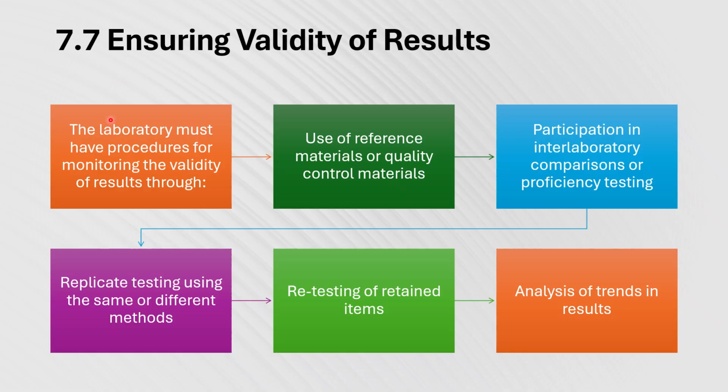Clause 7.7 talks about ensuring validity of results. Now, the laboratory must have procedures for monitoring the validity of results through using reference materials or quality control materials, participation in ILC and PT, replicate testing using the same or different methods, retesting of retained items, and analysis of trends in results. When this monitoring indicates results may be outside acceptance criteria, planned action must be taken to prevent incorrect results being reported.